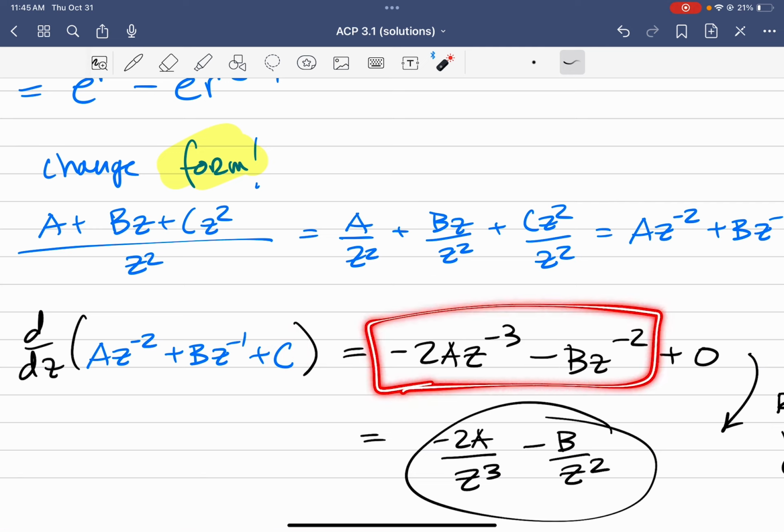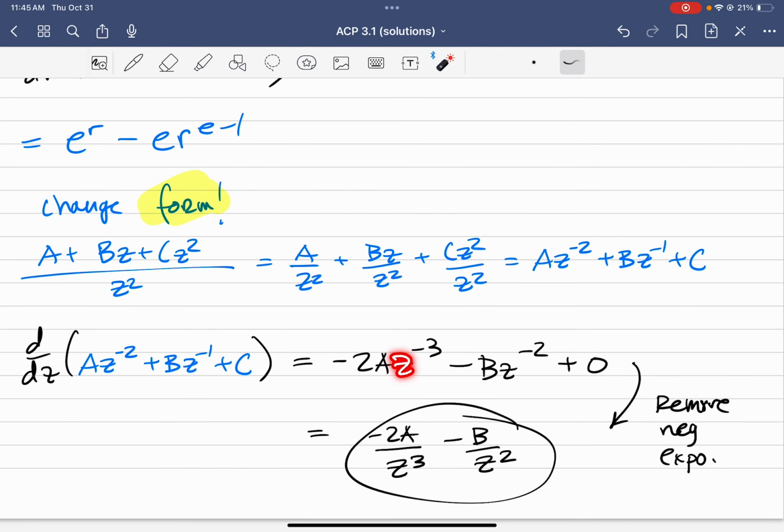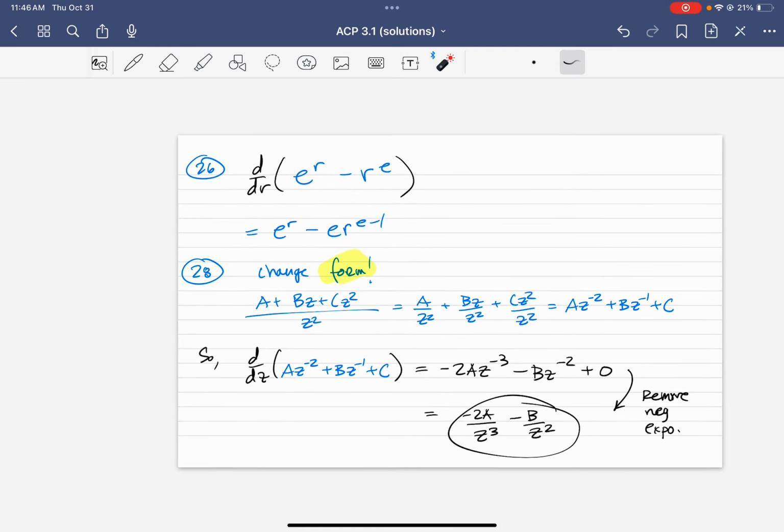So that would be my answer, but I must remove all negative exponents. And so this goes in the denominator, but this stays up top because it is not raised to a power. Only the stuff that's raised to the negative goes back in the denominator. This is negative b, so it chills there, because z to the negative second must get moved to the denominator.